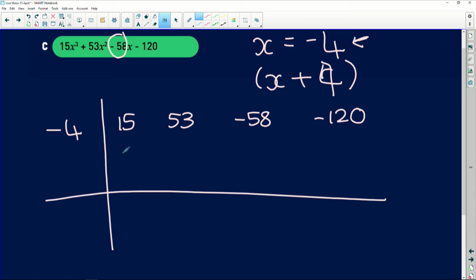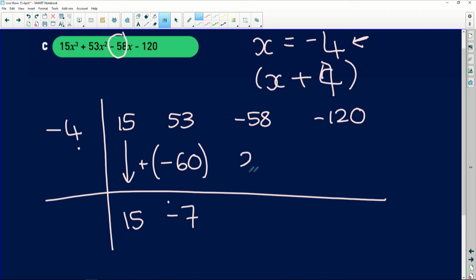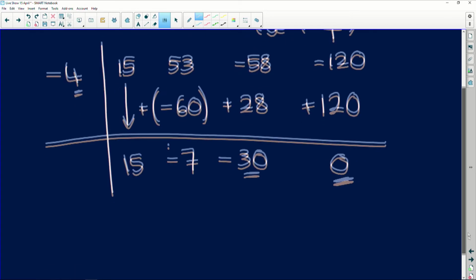Okay, so bring down the first one, we get 15. 15 multiplied by negative 4 is negative 60. We add these two together, and we get negative 7. Now we multiply this by our factor, we get 28. Now we add again, so negative 58 plus 28 gives us negative 30. Look at me talking rubbish. Then we multiply this one by our factor again, that gives us 120, and if we add those two together, we get 0. Remember, remainder 0 means it's a perfect factor.